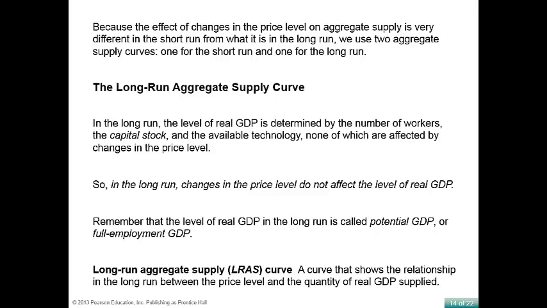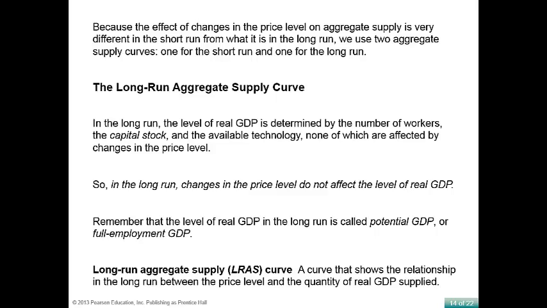Now, because the effects of the price level on aggregate supply are different in the short run than in the long run, we use two separate aggregate supply curves, one for the short run, one for the long run. For the purpose of what we're going to go over, we're going to focus primarily on the short run. But before we do that, I just want to give you a little explanation on why the curves for the long and the short run slope the way they do.